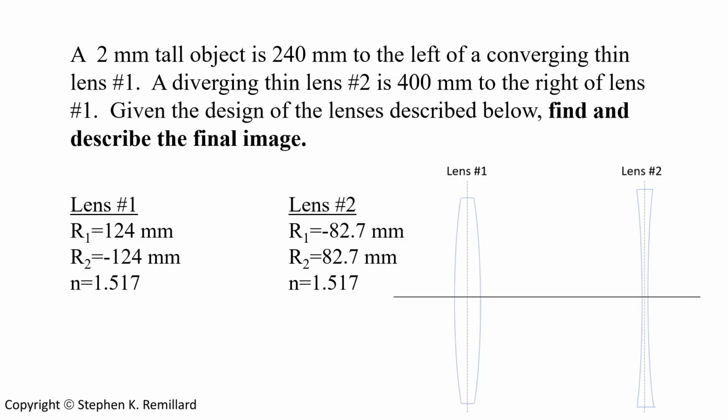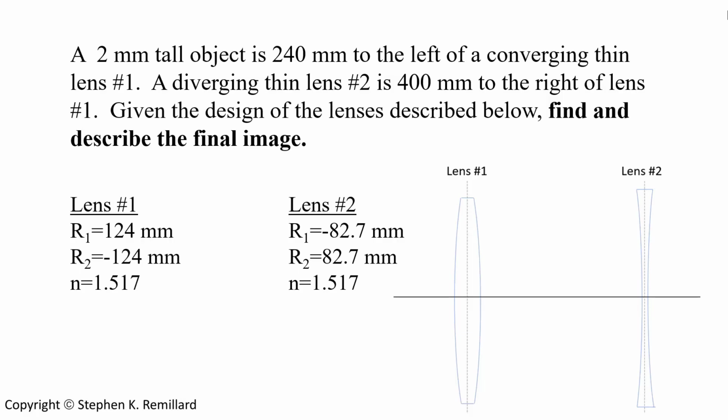I'm going to use this example problem to illustrate optical ray diagrams. I'll go ahead and pause and read the question. There are two lenses. The first lens is converging, the second lens is diverging, and they're separated by 400 millimeters. Dimensions and refractive index are given for each lens rather than the focal length, even though they're thin lenses.